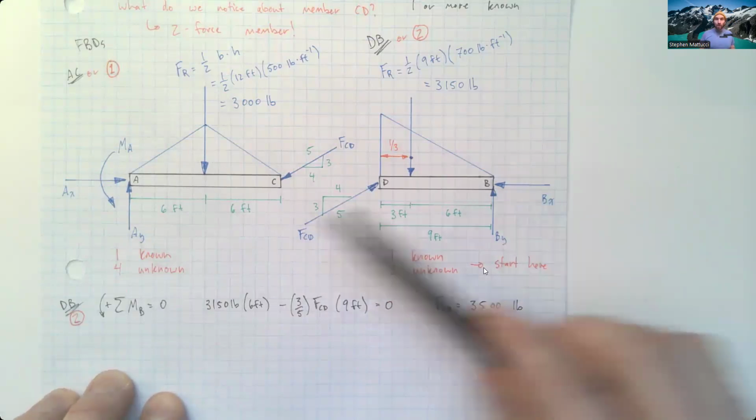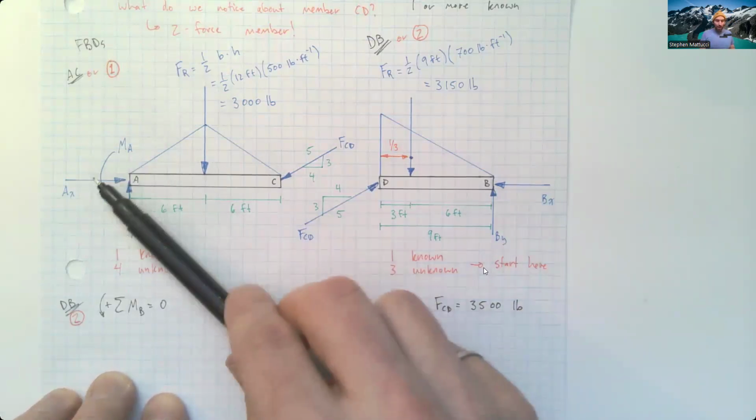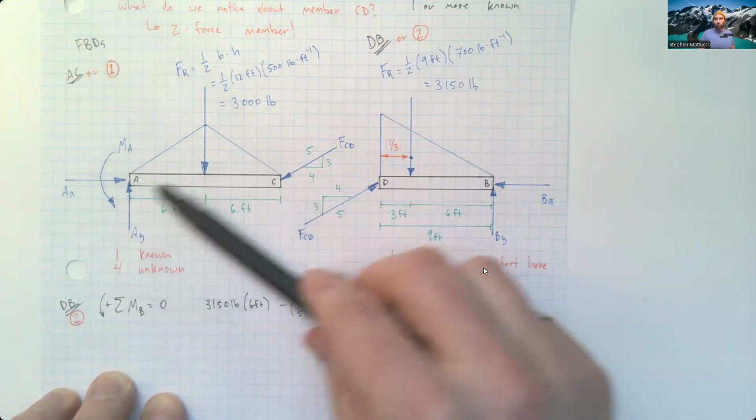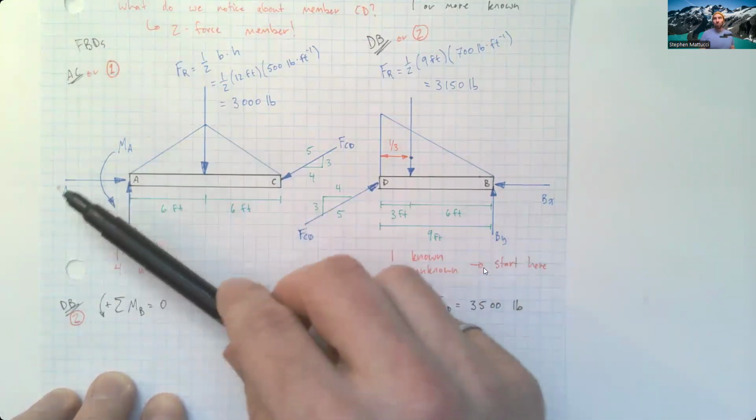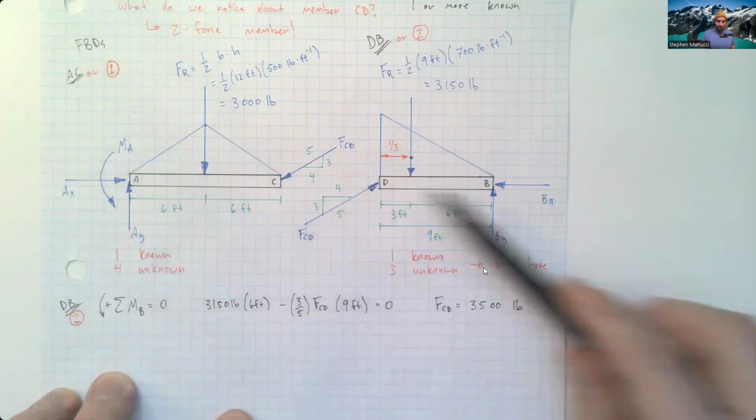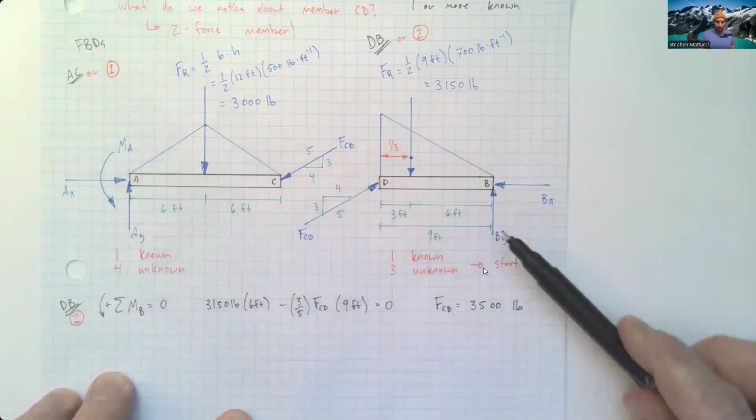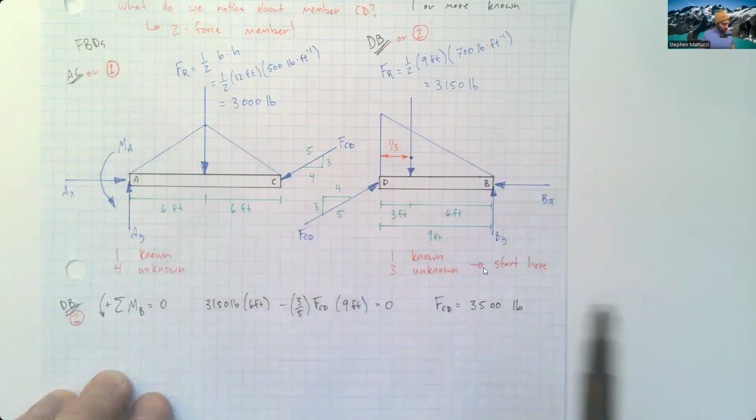Now, if all we needed to do was solve for our reactions at A, we could then step over and move to AC and solve right away. But the question says solve for the reactions at A and B, so we still have to solve for BX and BY.